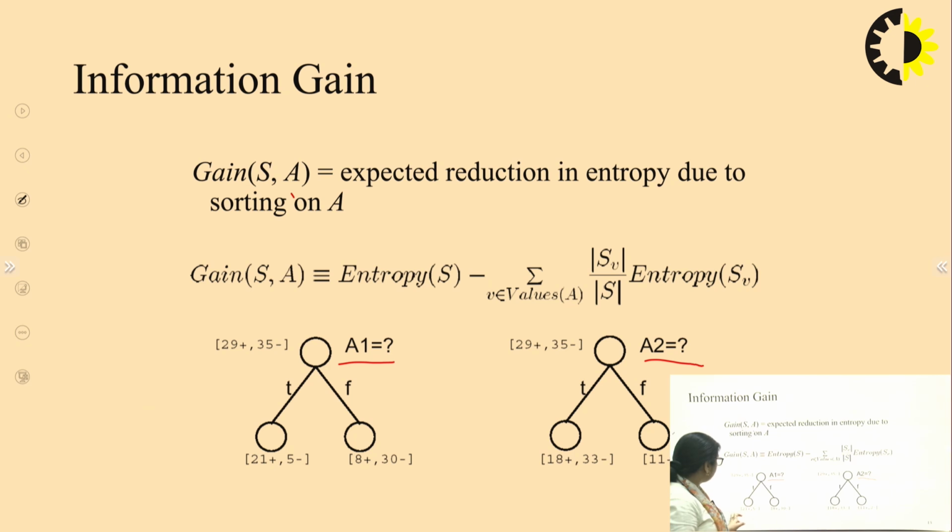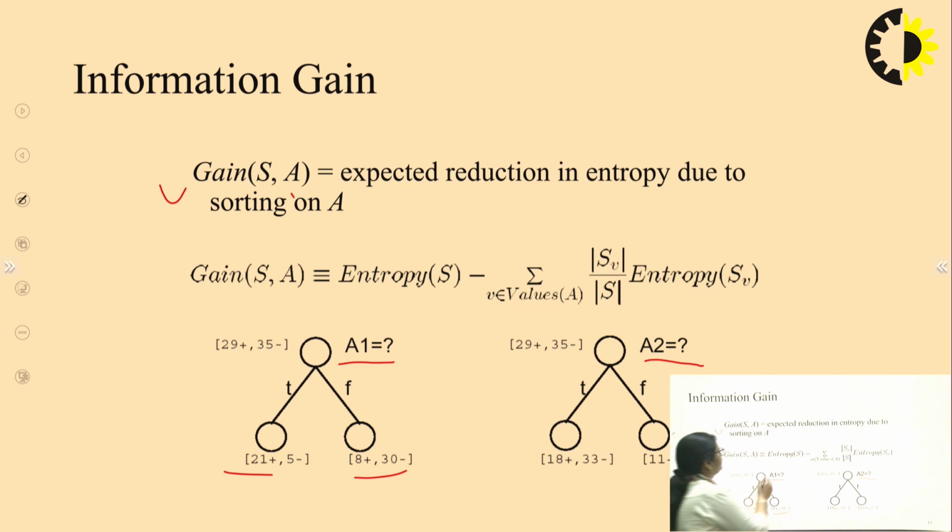So we talked about the number of positive and negative examples. So what will we calculate? The information gain. What is the information gain? It is the expected reduction in entropy due to sorting on A. So we will take the attribute and sort the data set based on A.